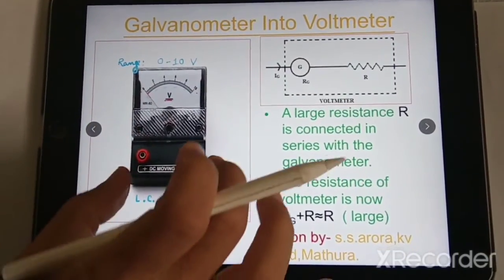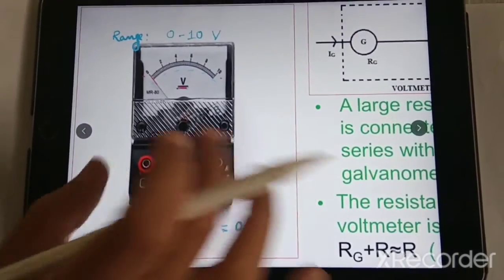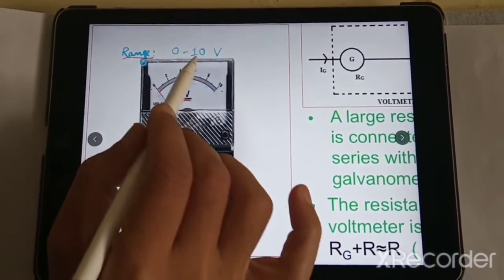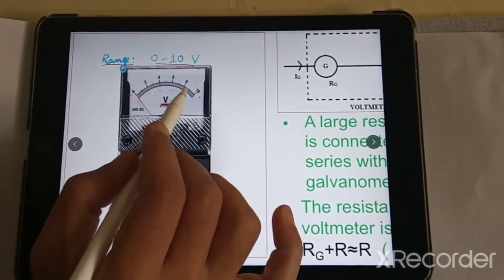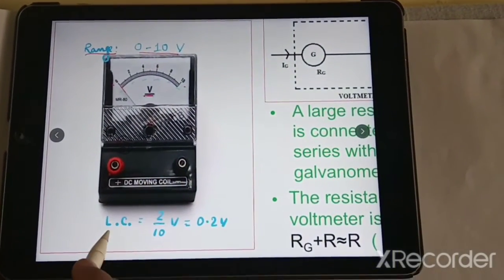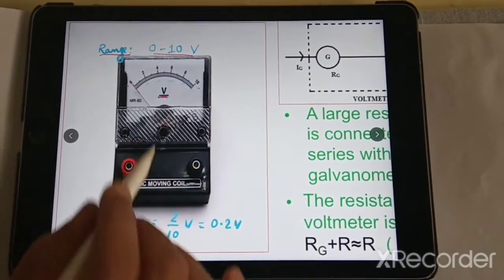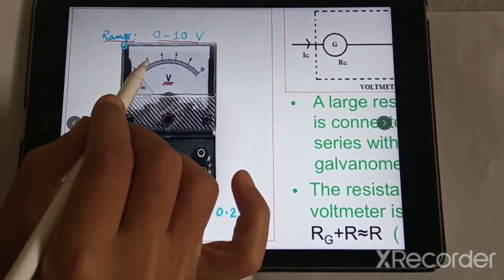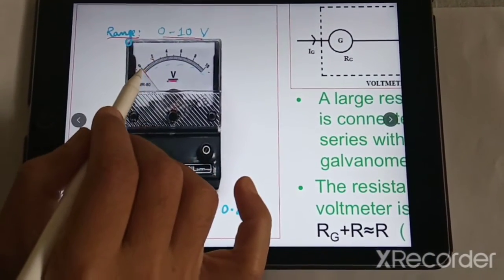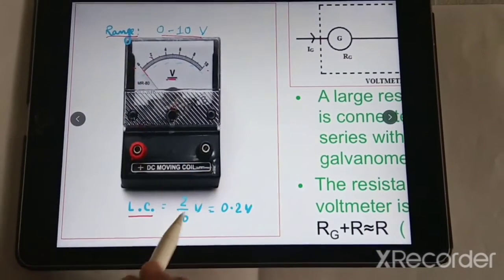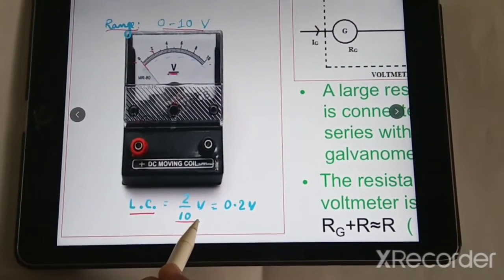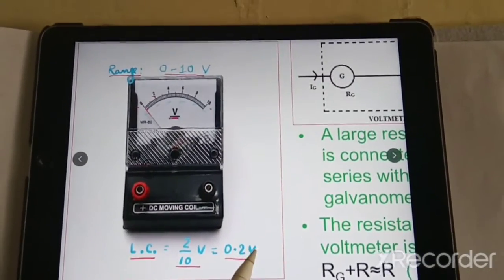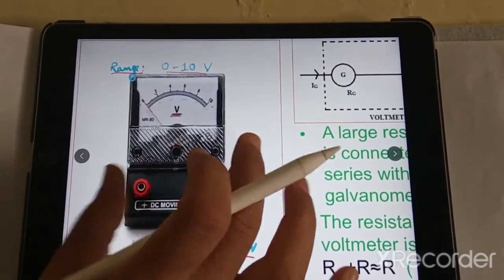So the range of this scale is 0 to 10 volt, and the least count of this scale is, that is 2 volt has been divided in 10 divisions. So the least count is 2 volt by 10 is equal to 0.2 volt.